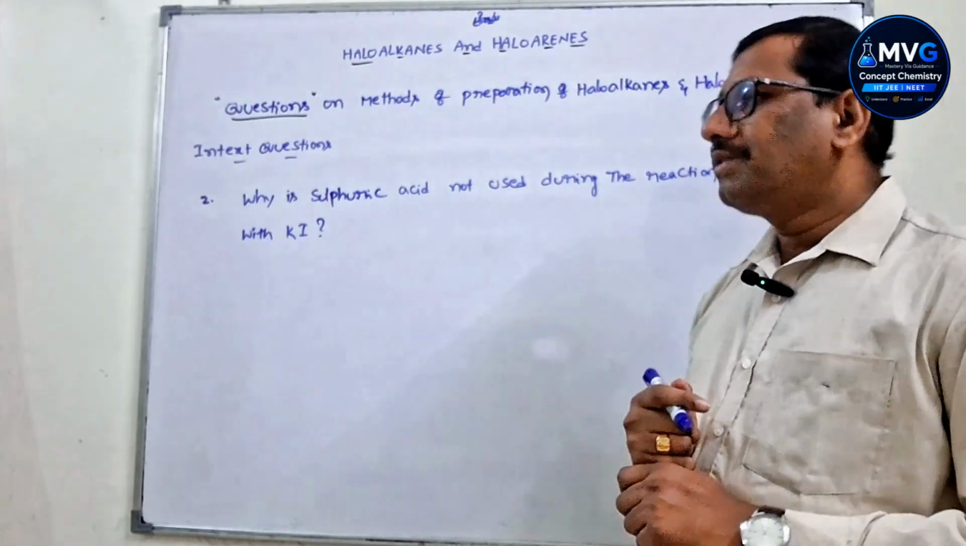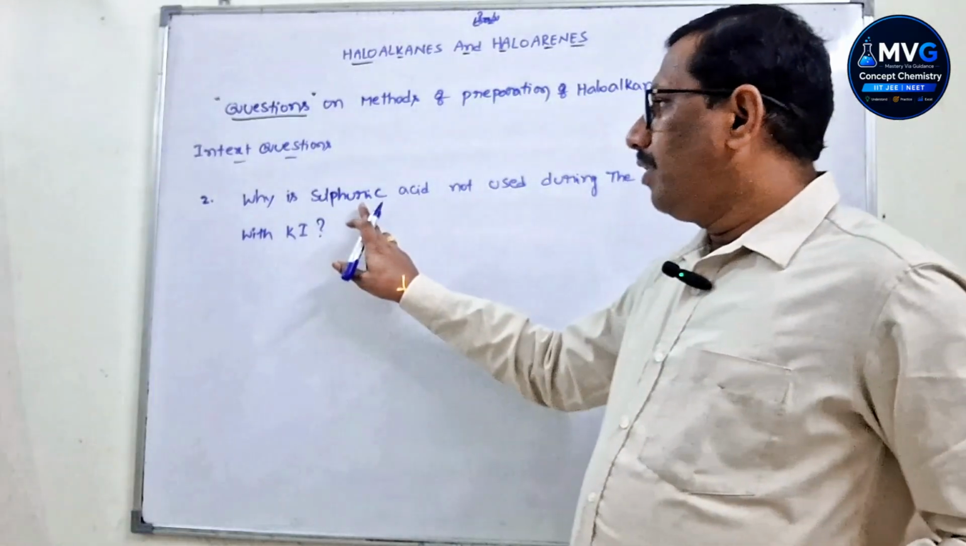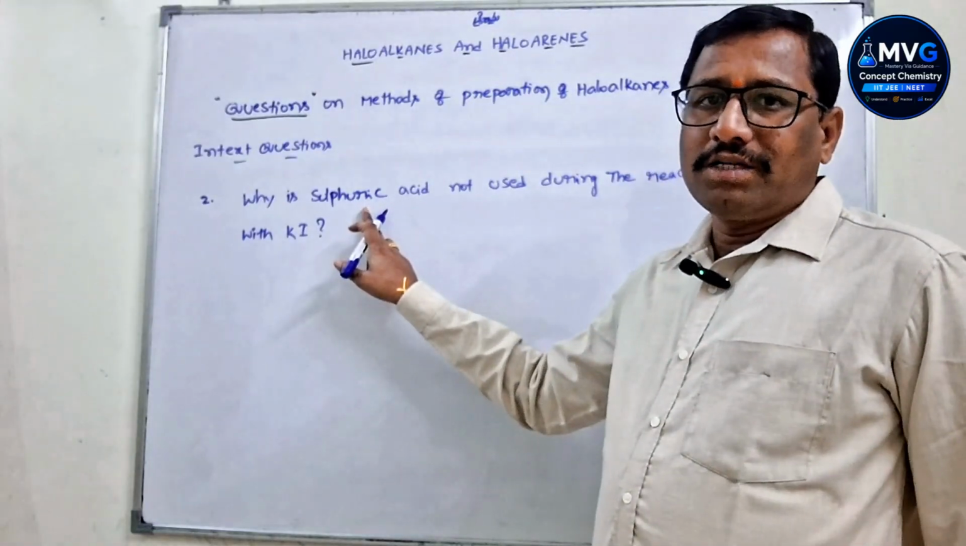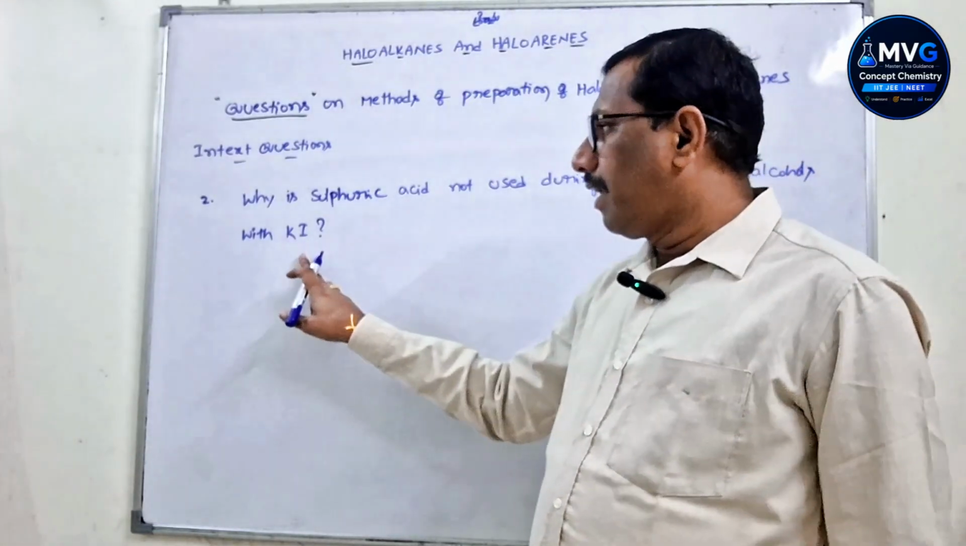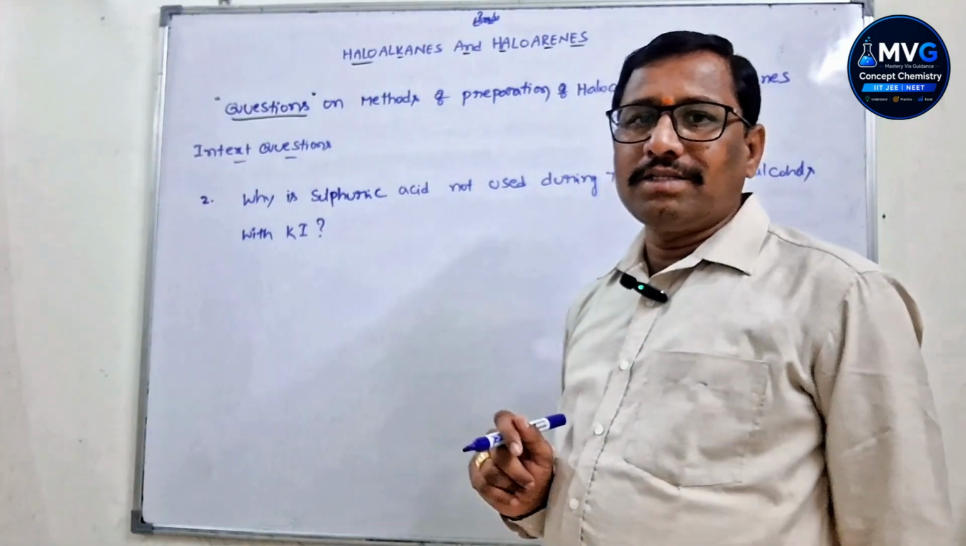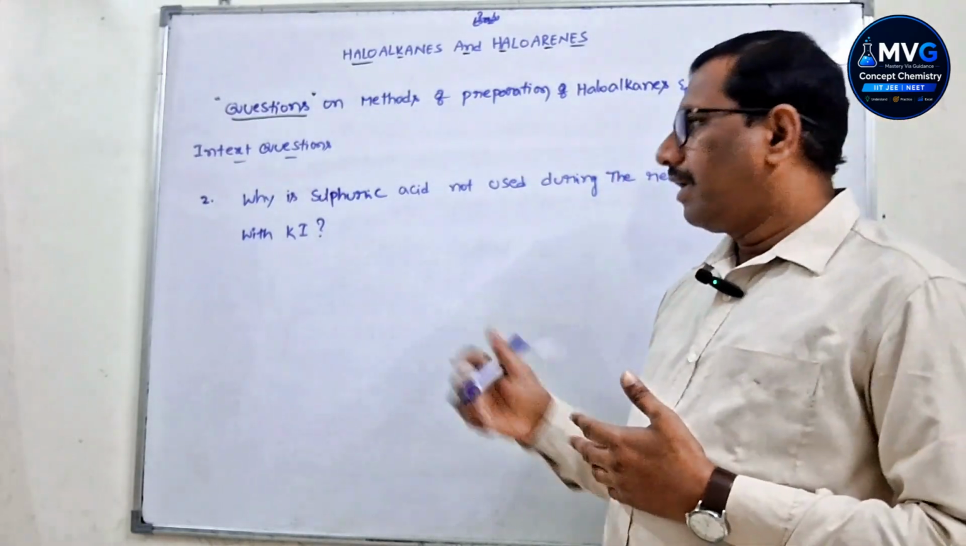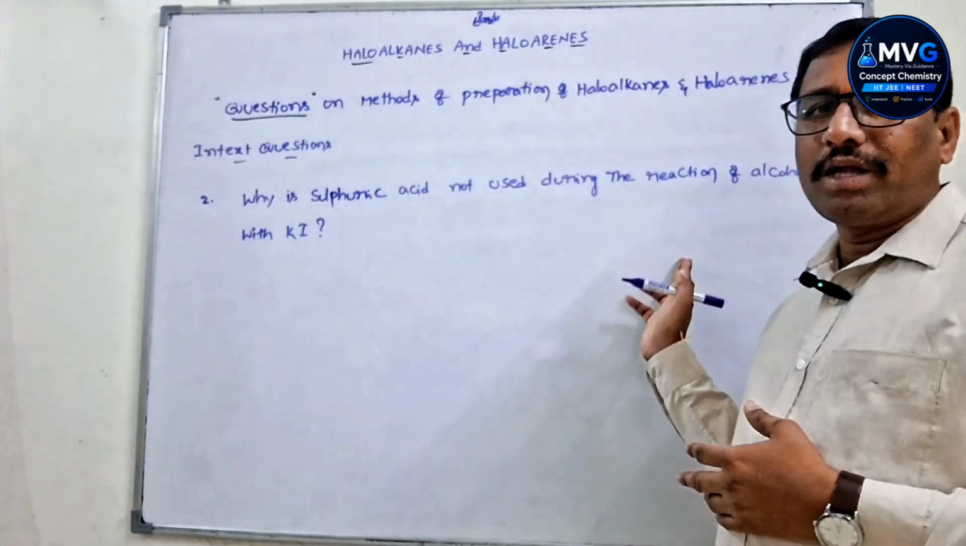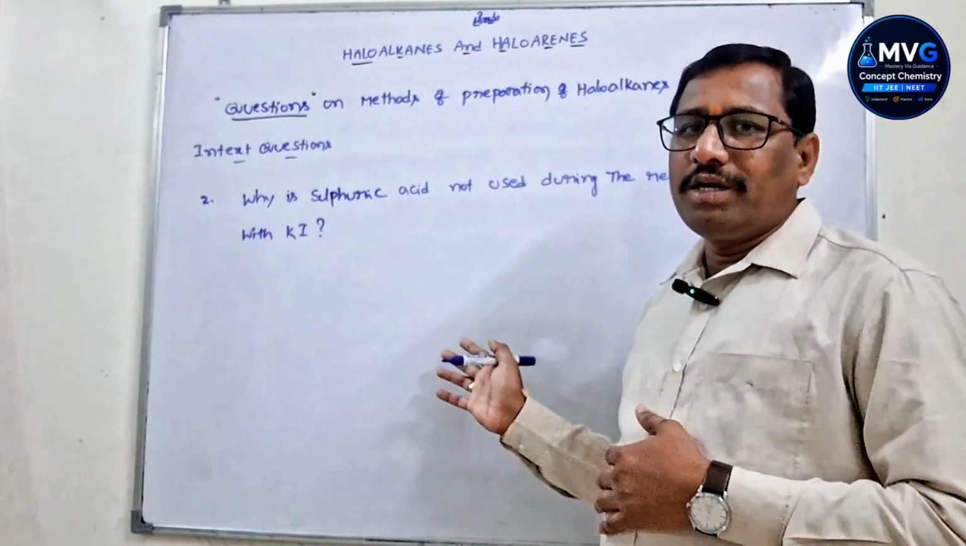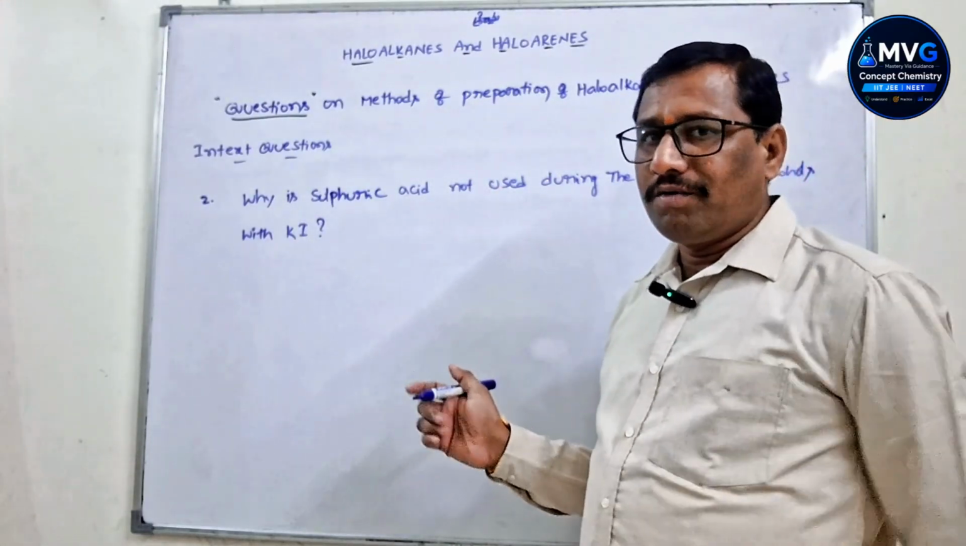Why? Students, here sulfuric acid is a strong oxidizing agent. KI, here iodide is acting as a strong reducing agent. That's why, instead of formation of haloalkanes, iodine is given, students. That reaction we will discuss here.